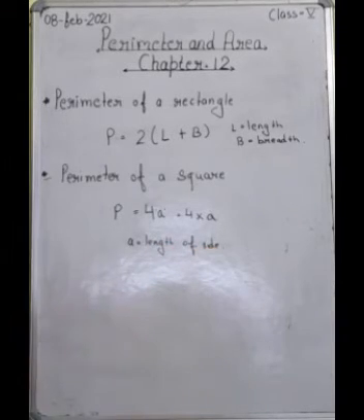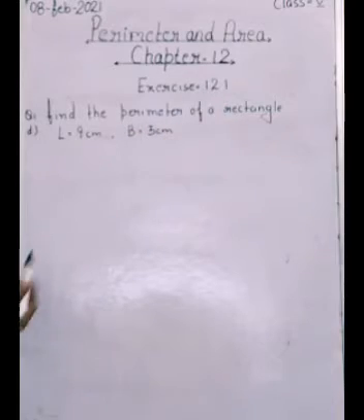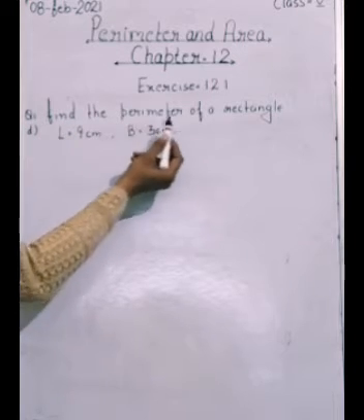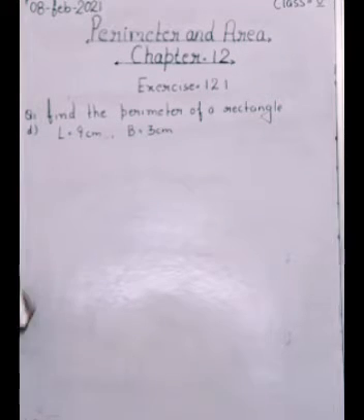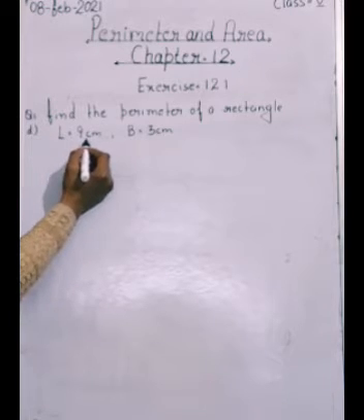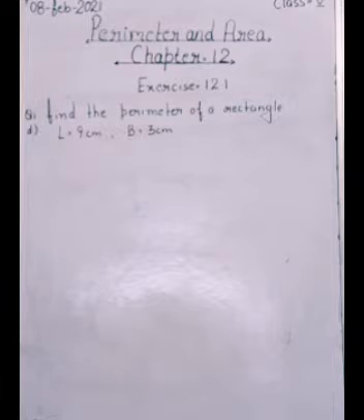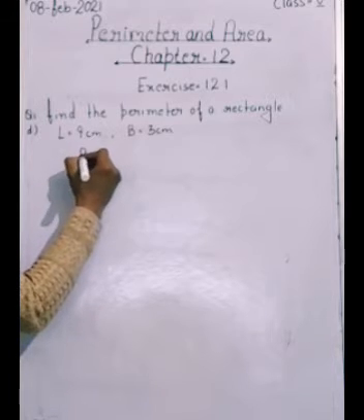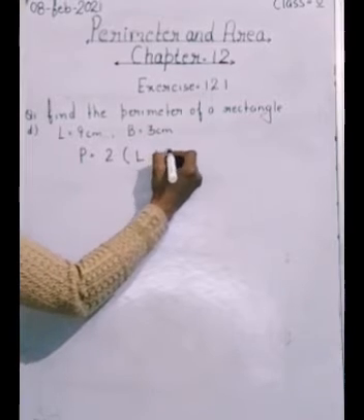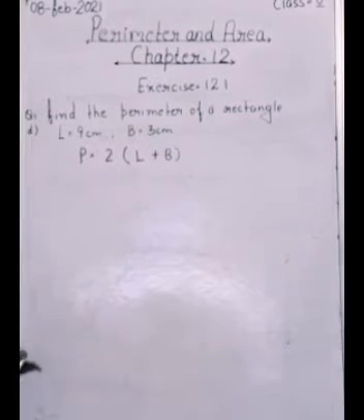Now we will learn how to use these formulas. Start your exercise 12.1 and we will do the first question of exercise 12.1, in which you have to find the perimeter of a rectangle. We are doing the B part. Here they have given you length is equal to 9 cm and breadth is equal to 3 cm. So your perimeter is equal to 2 in bracket L plus B. This is the formula for finding the perimeter of a rectangle.